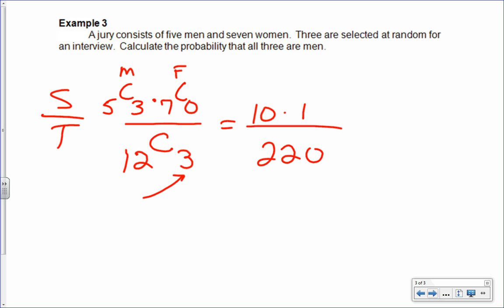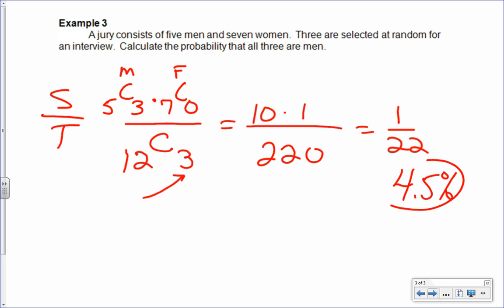Okay. So in other words, 1 out of 22, which isn't great. It's not terrible. It's way better than the other ones we've had. I think as a percentage it's 4.5% or something like that, right?